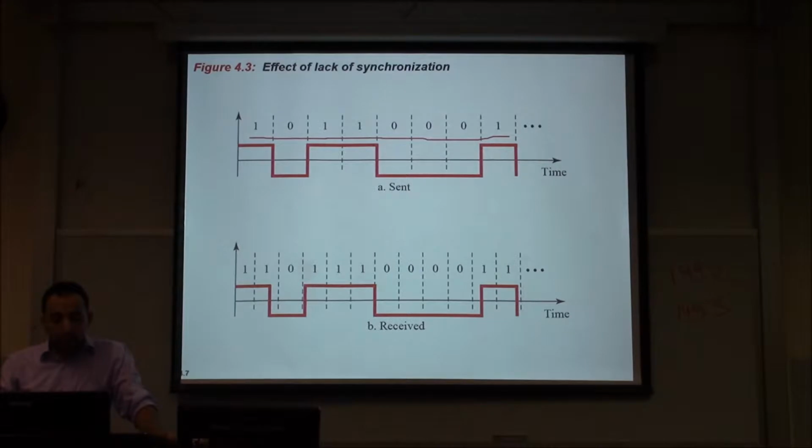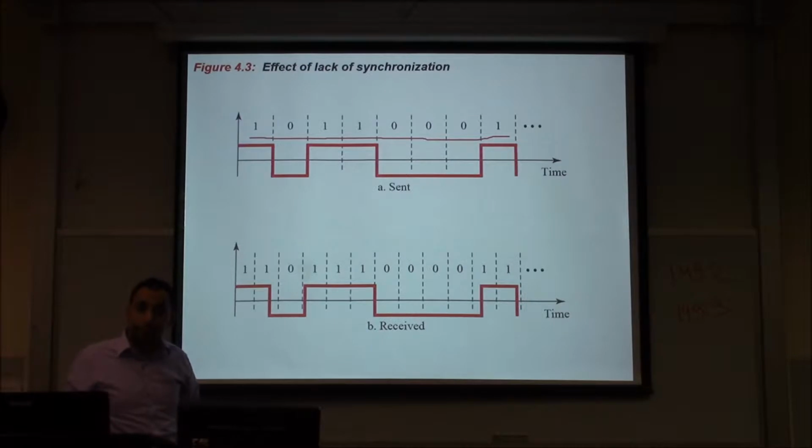What we are getting at the receiver side is more bits. We are getting 110, 1111, 000011. So how many bits are we sending? 1, 2, 3, 4, 5, 6, 7, 8. We are sending 8 bits. We are receiving 1, 2, 3, 4, 5, 6, 7, 8, 9, 10, 11, 12. Sending 8 bits, we are receiving 12 bits on the receiver side.